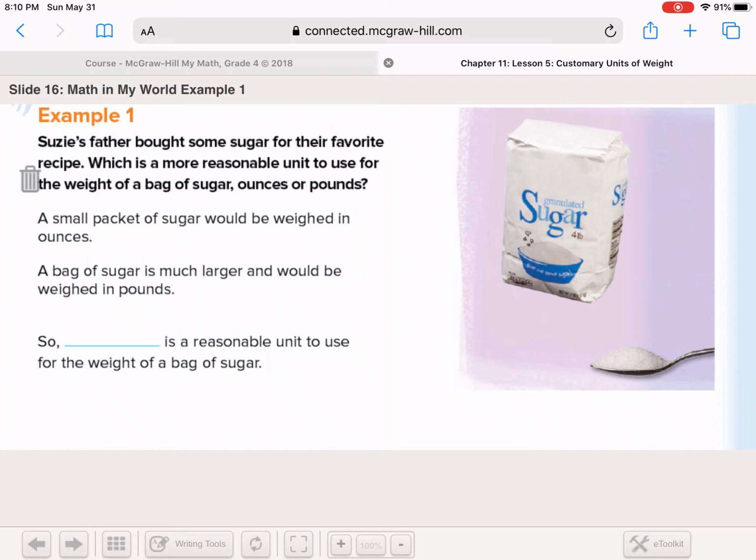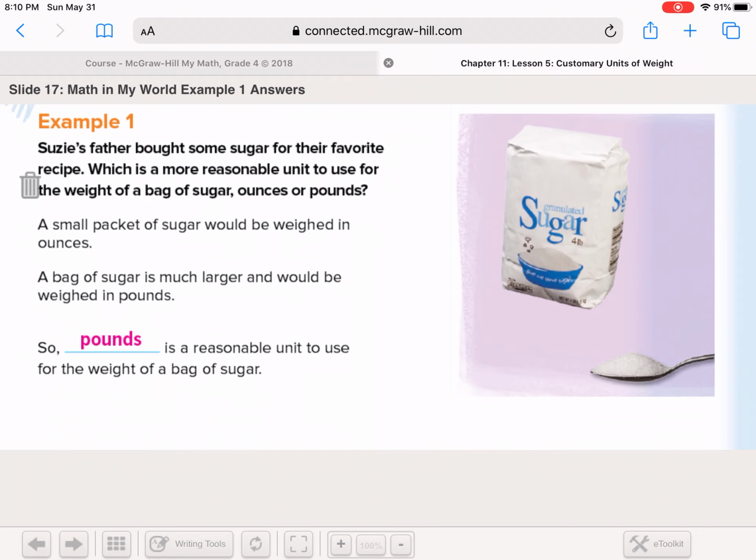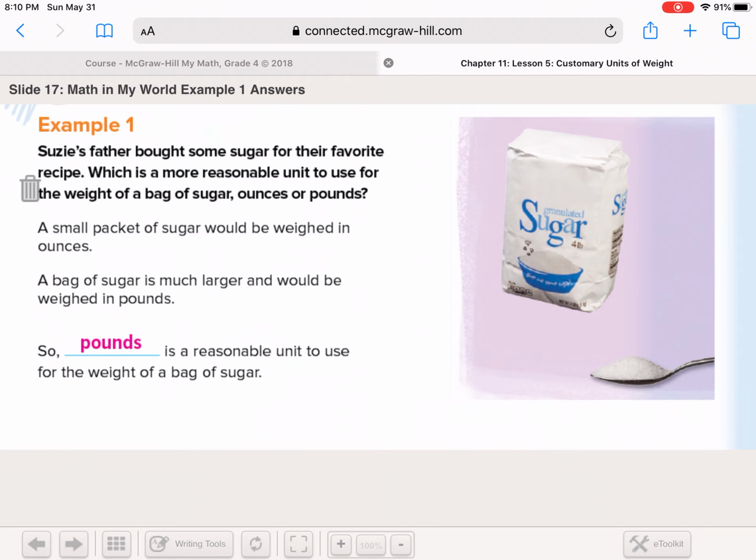So when you go to the store and you want to get some sugar, it's usually in pounds. Okay. So it says a small packet of sugar would be weighed in ounces. So think about the little packets that you get at Wawa. They're weighed in ounces. But when you're talking about a big bag that you're going to use to cook, that would be weighed in pounds. Okay. So a pound is a reasonable weight for a big bag of sugar.